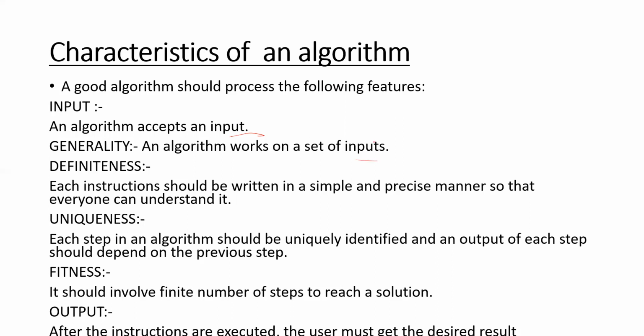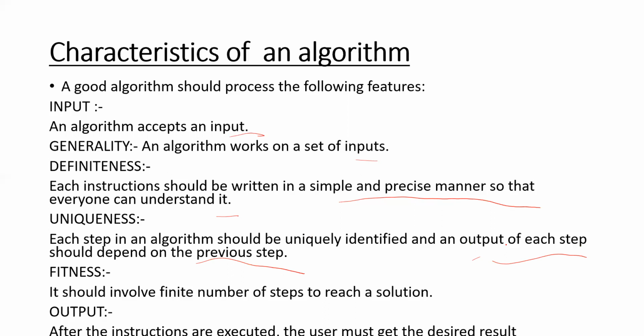Definiteness: each instruction should be written in a simple and precise manner so that everyone can understand. Simple and clear, not lengthy. It will be very short, so the other person can understand what we want to say or what we want to solve. Uniqueness: each step of an algorithm should be uniquely identified, not repeated. The output of each step should depend on the previous step. So the first step, second step, third step go on sequentially, and the result always depends upon the previous step.